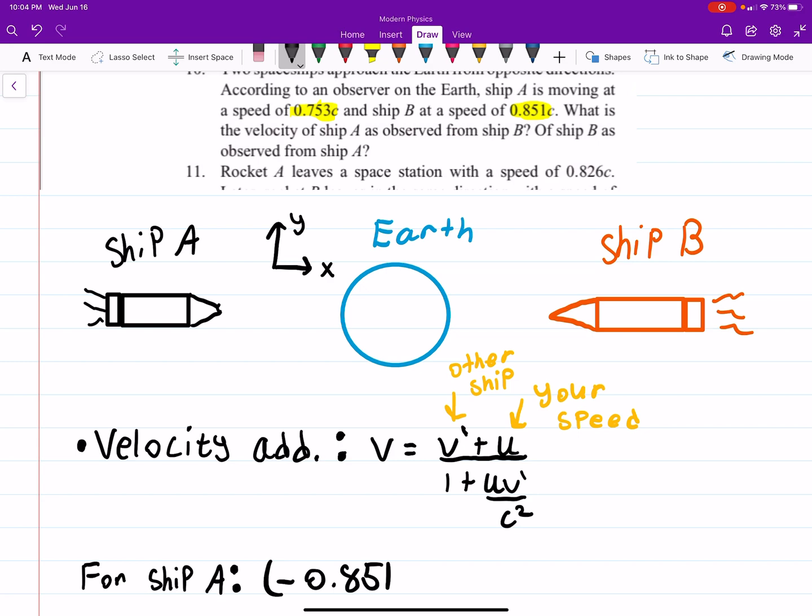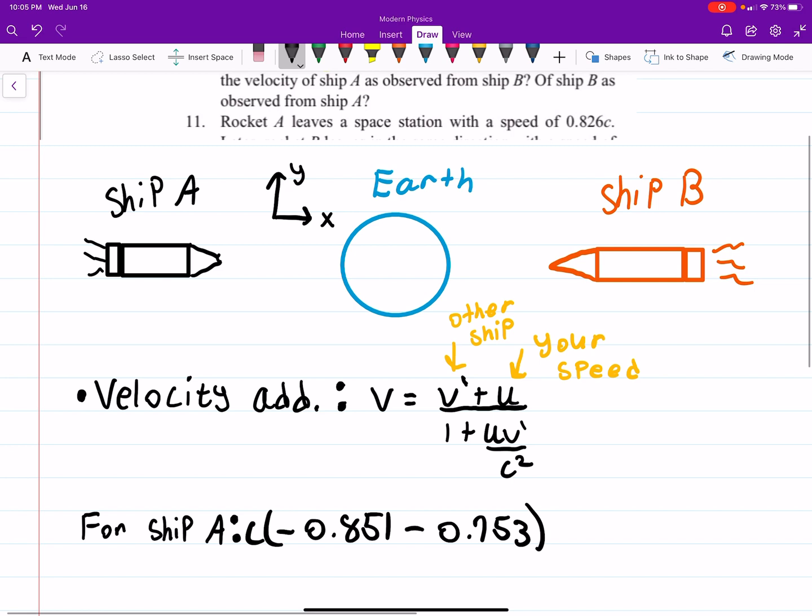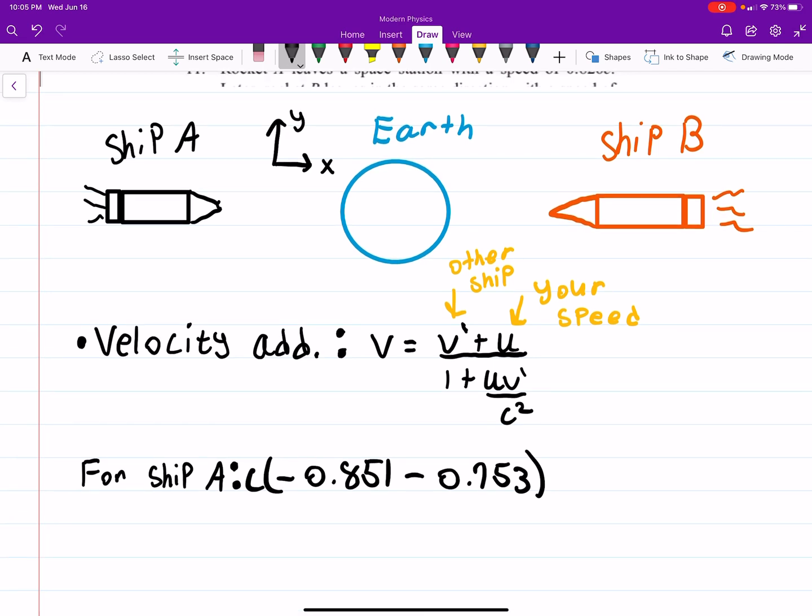I'm going to factor out the c in the end. I'll actually just put it right there. And then for ship A, your reference frame speed, it looks as if everything else around you is moving to the left at 0.753c. Even though the ship is moving to the right, it looks like everything else is moving to the left.